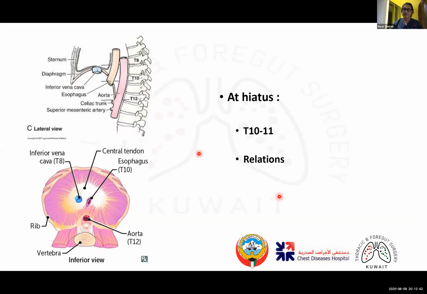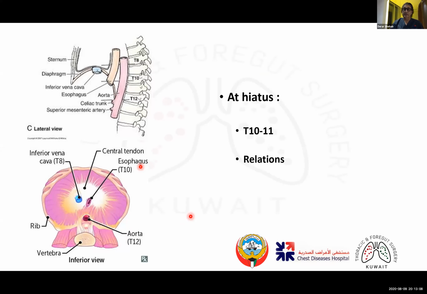If you want to operate on the esophagus and foregut in general, you have to understand that the esophagus is surrounded by very important structures, scary structures actually. The first one is the aorta, which lies just below the esophagus at the level of T12. Whereas the inferior vena cava is situated just to the right of the esophagus at the level of T8.